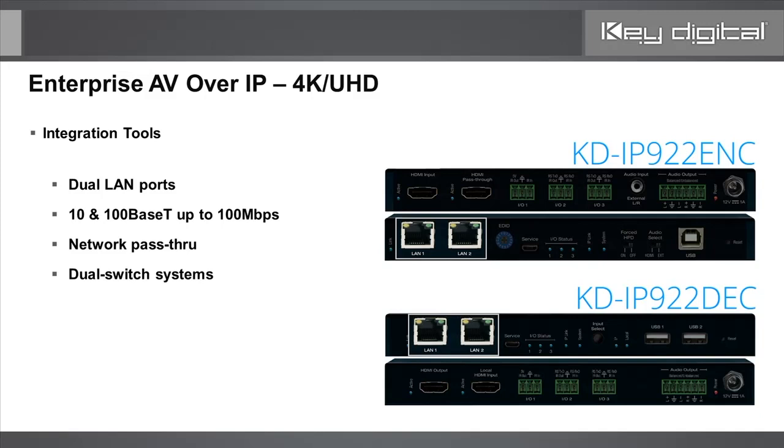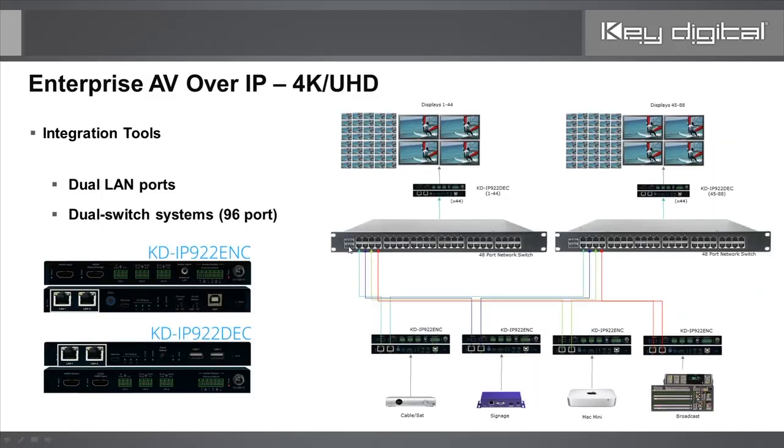Another feature, dual LAN ports that support 10 and 100 base T networks. You can use the dual LAN ports for network pass-through to send network connectivity to connected devices, perhaps to your monitors to get IP control or smart features at the monitors, or perhaps you have a PC encoder source that needs network connection. You only have a single wire there. You could pass it through. Or you can use these dual LAN ports to build large video over IP systems with 2 network switches instead of just 1.